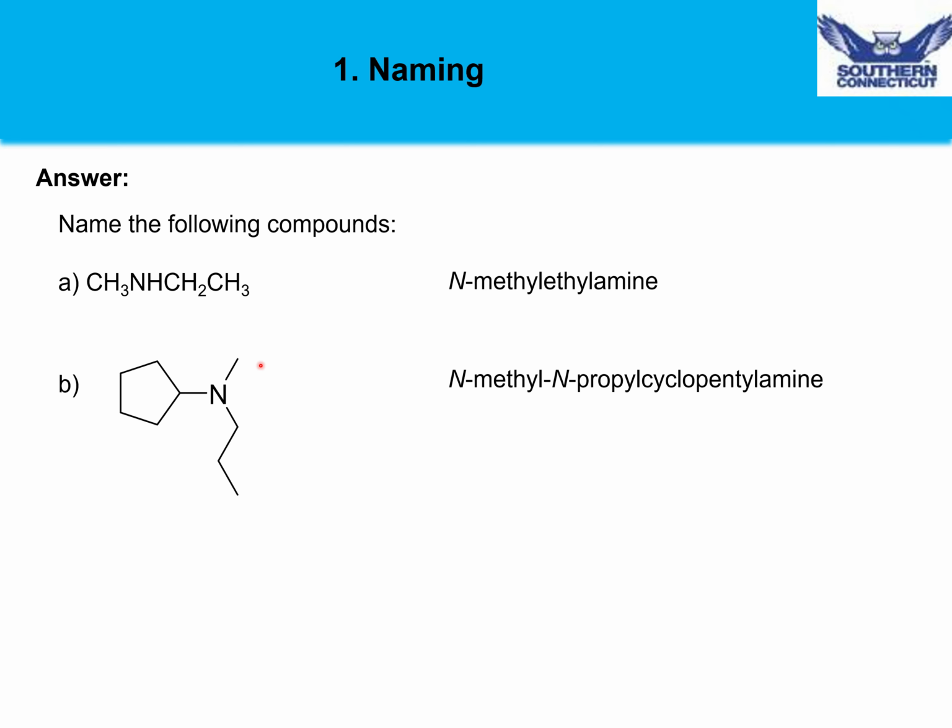In the second example, we have an unsymmetrical tertiary amine. We look for the largest alkyl group, which in this case is the cyclopentyl group. That's going to be part of the parent name. The smaller groups will be substituents on the nitrogen. We put them in alphabetical order, and we have now for the name N-methyl-N-propylcyclopentylamine.